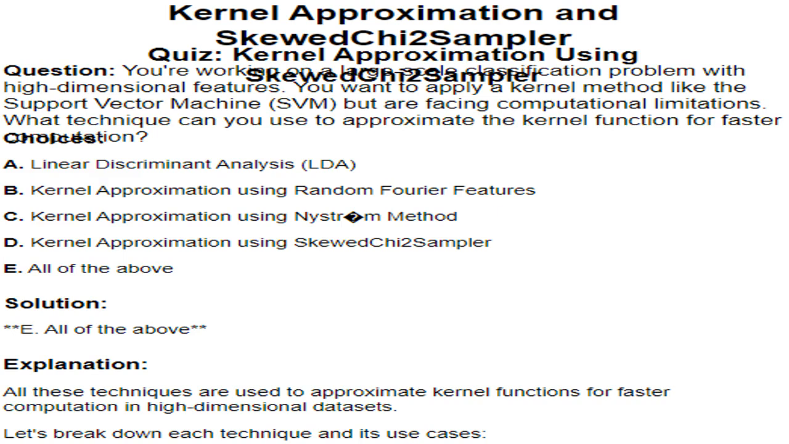Skewed Chi2 sampler, a specific kernel approximation technique used in scikit-learn (sklearn) for approximating the chi-squared kernel. Imagine you have a text dataset with a large vocabulary. Using the skewed Chi2 sampler, you could approximate the chi-squared kernel, which is suitable for comparing text documents based on their word frequencies. This would be faster than computing the full chi-squared kernel directly.